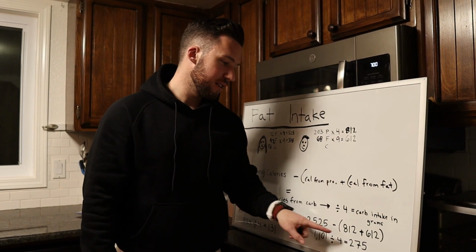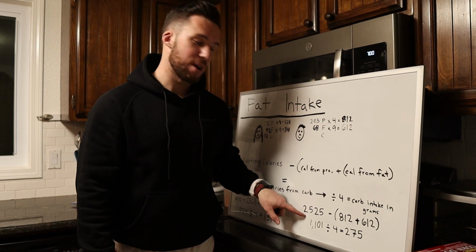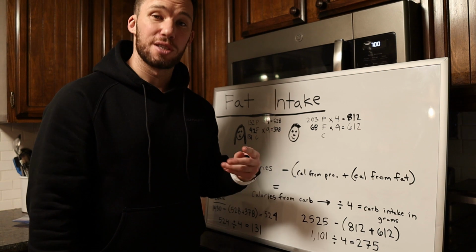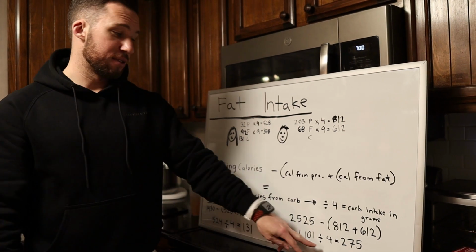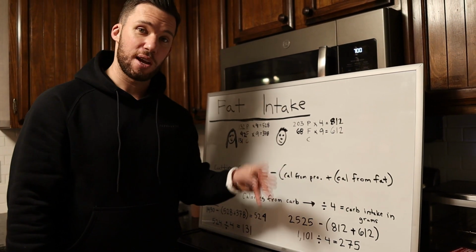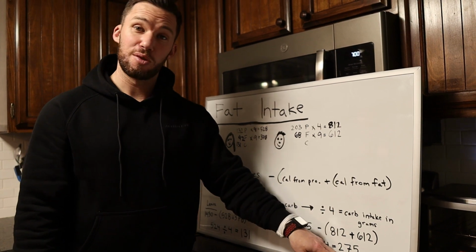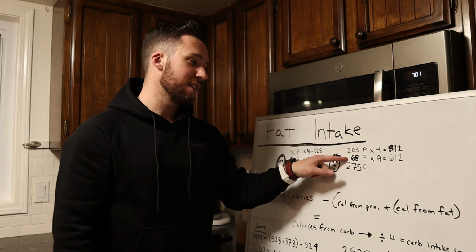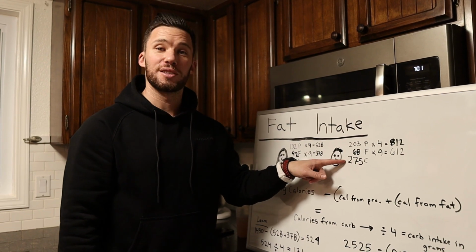So I add the two together and then subtract it from my cutting calories. That gave me 1,101, which is my calories from carbohydrates. I divide that by 4, since there's 4 calories in each gram of carbohydrate, and get 275. My macronutrient intake is 203 grams of protein, 68 fat, 275 carb.